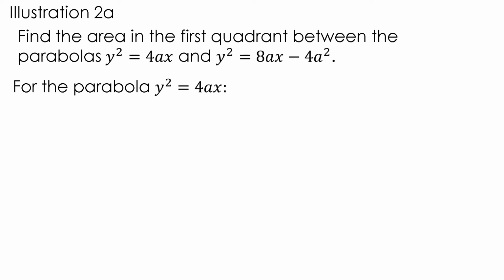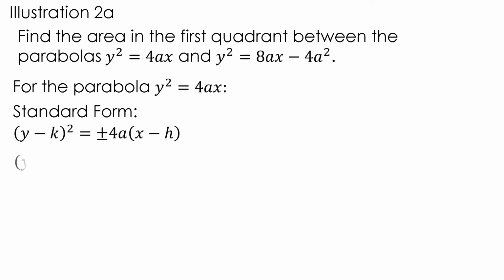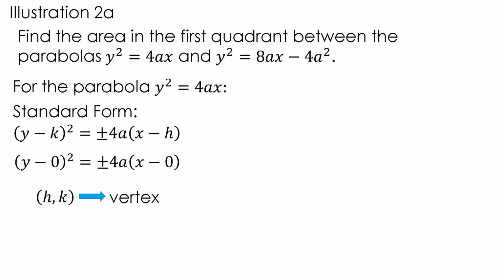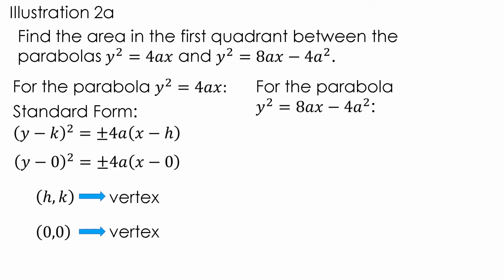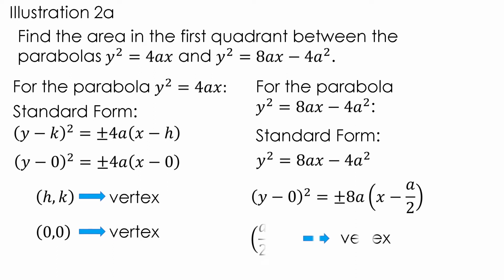Resolving the first parabola into its standard form. The standard form tells us that (h, k) is the vertex. For this parabola, the vertex is at the origin, or at (0, 0). For the second parabola, y squared is equal to 8ax minus 4a squared. Resolving it into its standard form will give us a vertex at (a/2, 0).